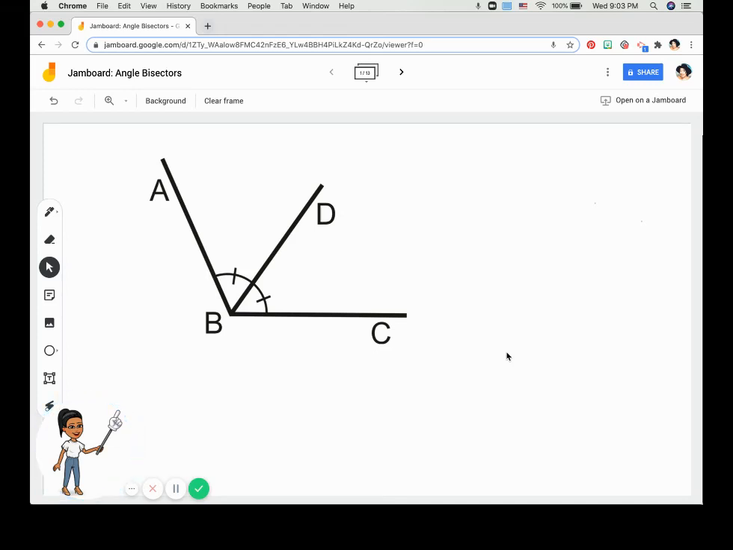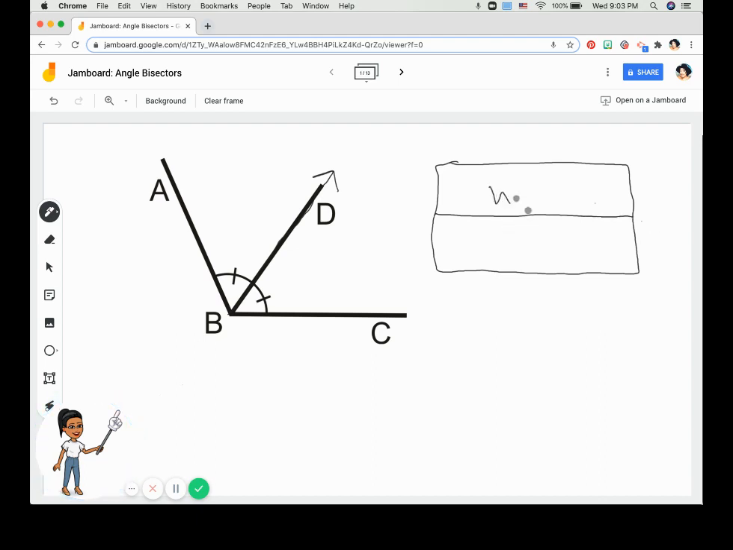We are working on angle bisectors. Now, as you saw in the instructional video, angle bisectors are rays that cut an angle into two equal parts. And so what I like to do is set up a part-whole method. So this is the whole thing, and the whole thing is broken up into two parts, part 1 and part 2.